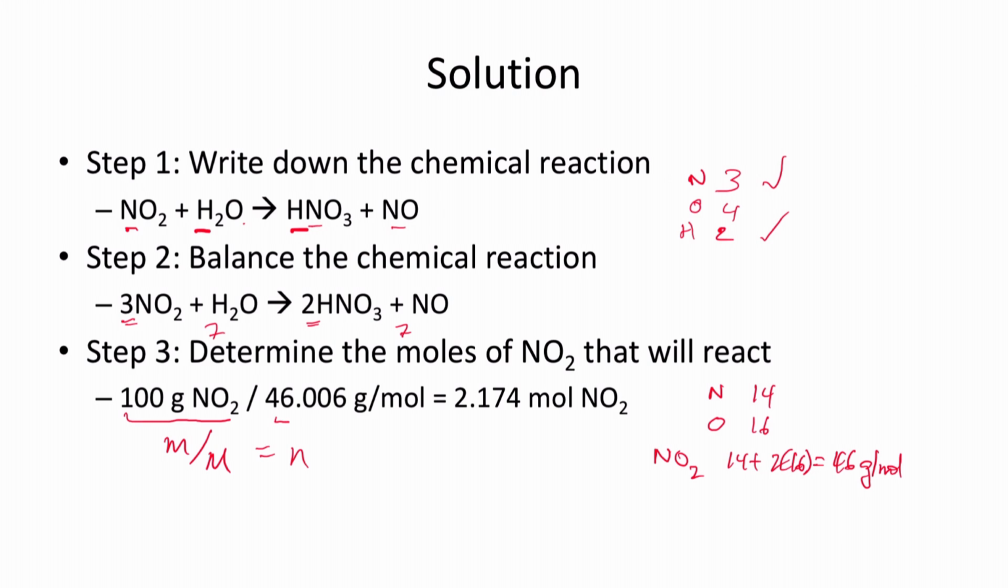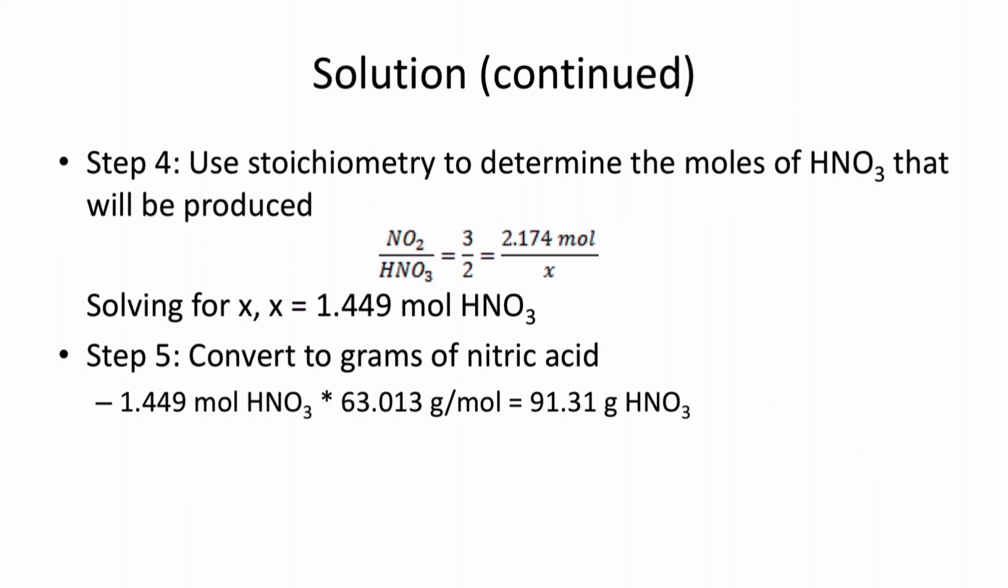And you can see I did it here a little bit more accurately, 46.006. So if I divide the 100 grams by the 46 grams per mole, I get about 2.174 moles of NO2. So that's the number of moles of nitrogen dioxide that we're starting with. So now we're going to use stoichiometry to figure out the number of moles of product.